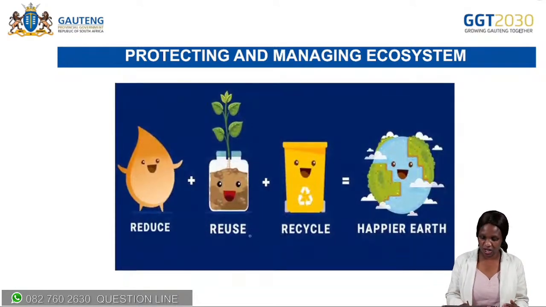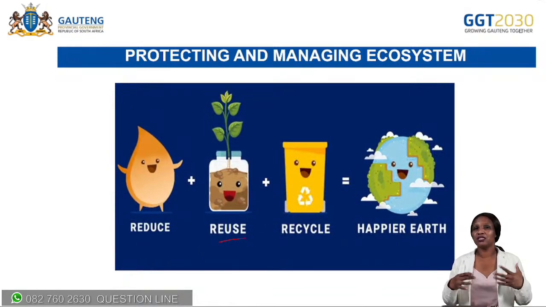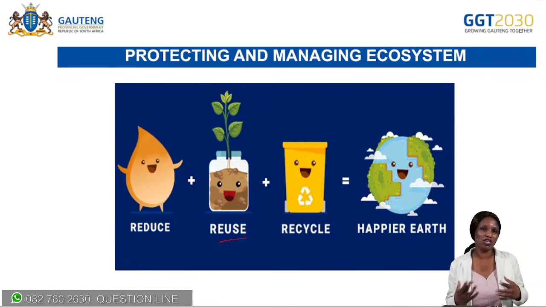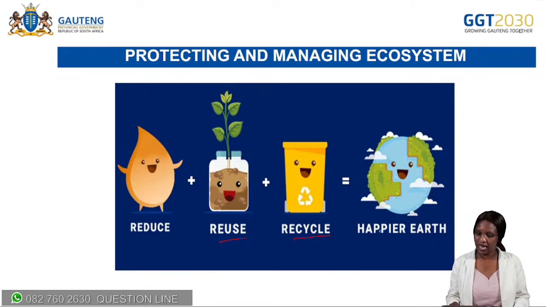And then reuse. We reuse different types of containers. You can maybe make a pot plant in your plastic bottle, and then recycle. After you've used it and you feel you no longer need it, let's recycle. Okay, and then we'll have a what? A happier earth. I love this picture. We'll have a happy earth.